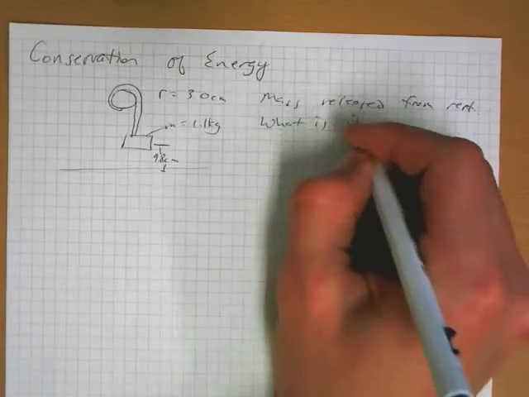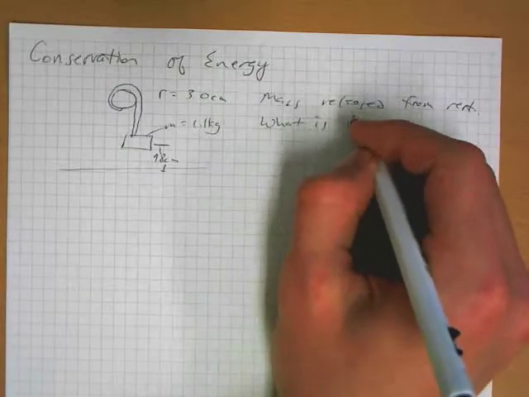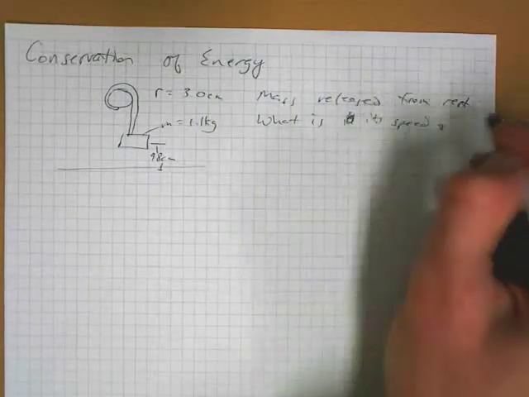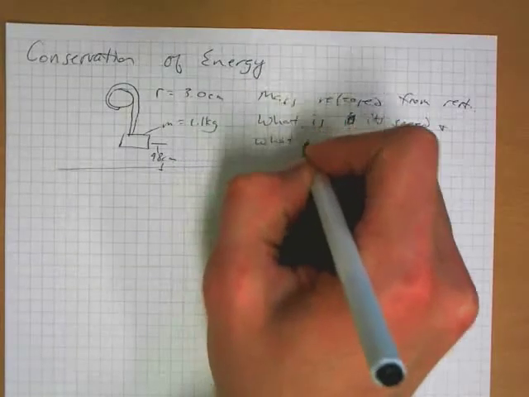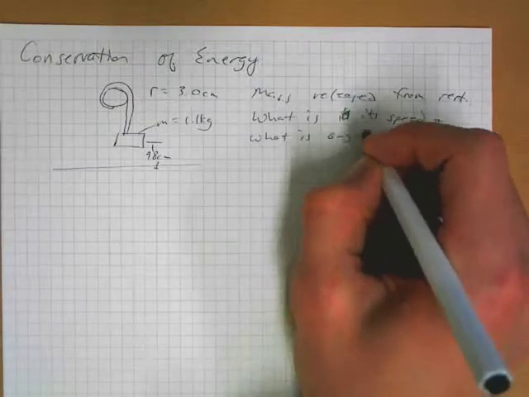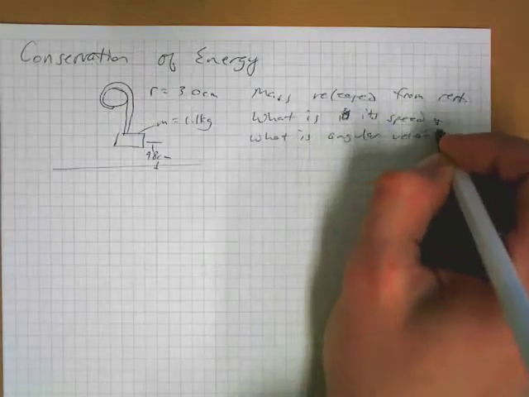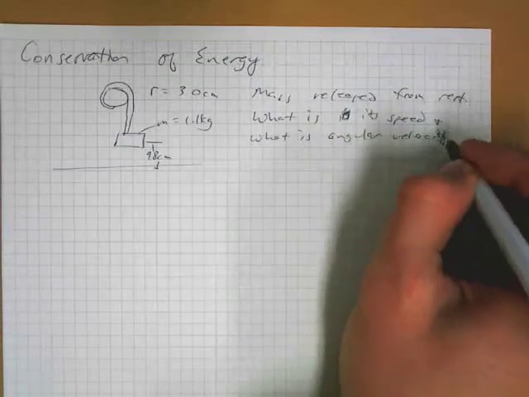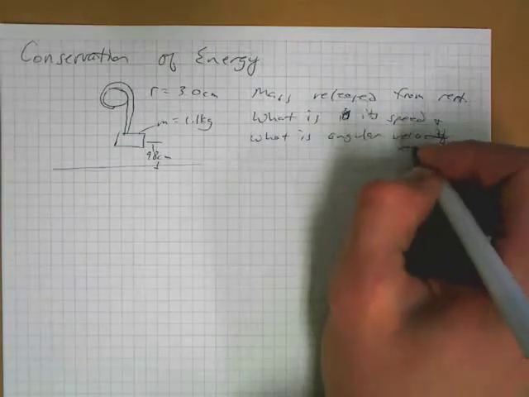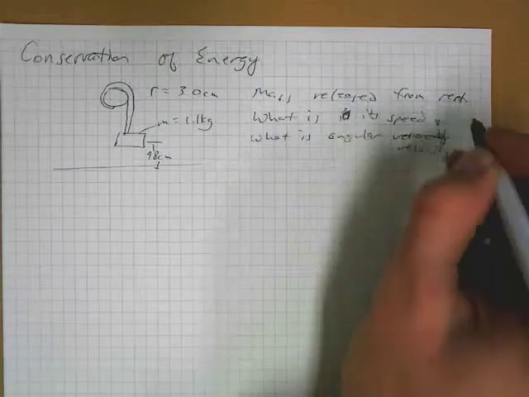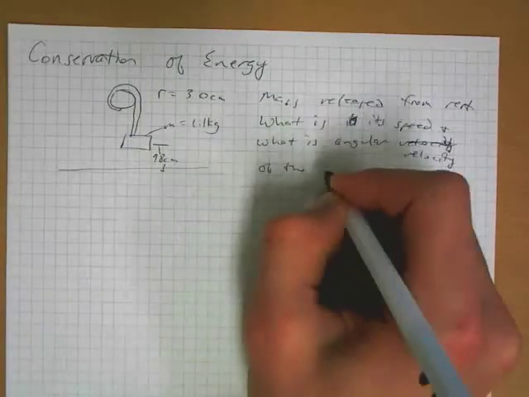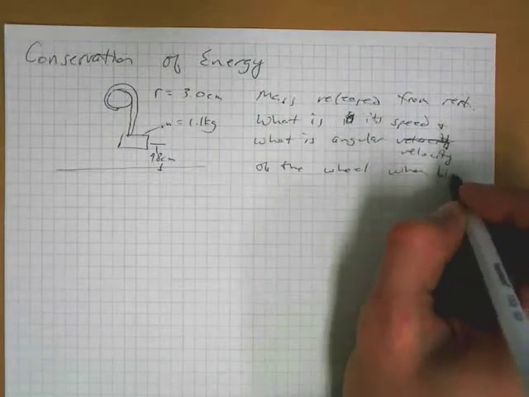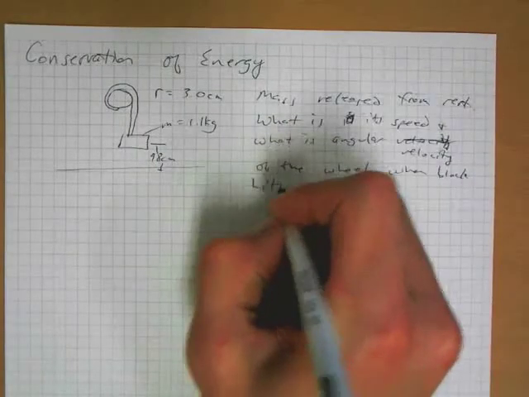what is its speed and what is the angular velocity of the wheel when the block hits the ground.